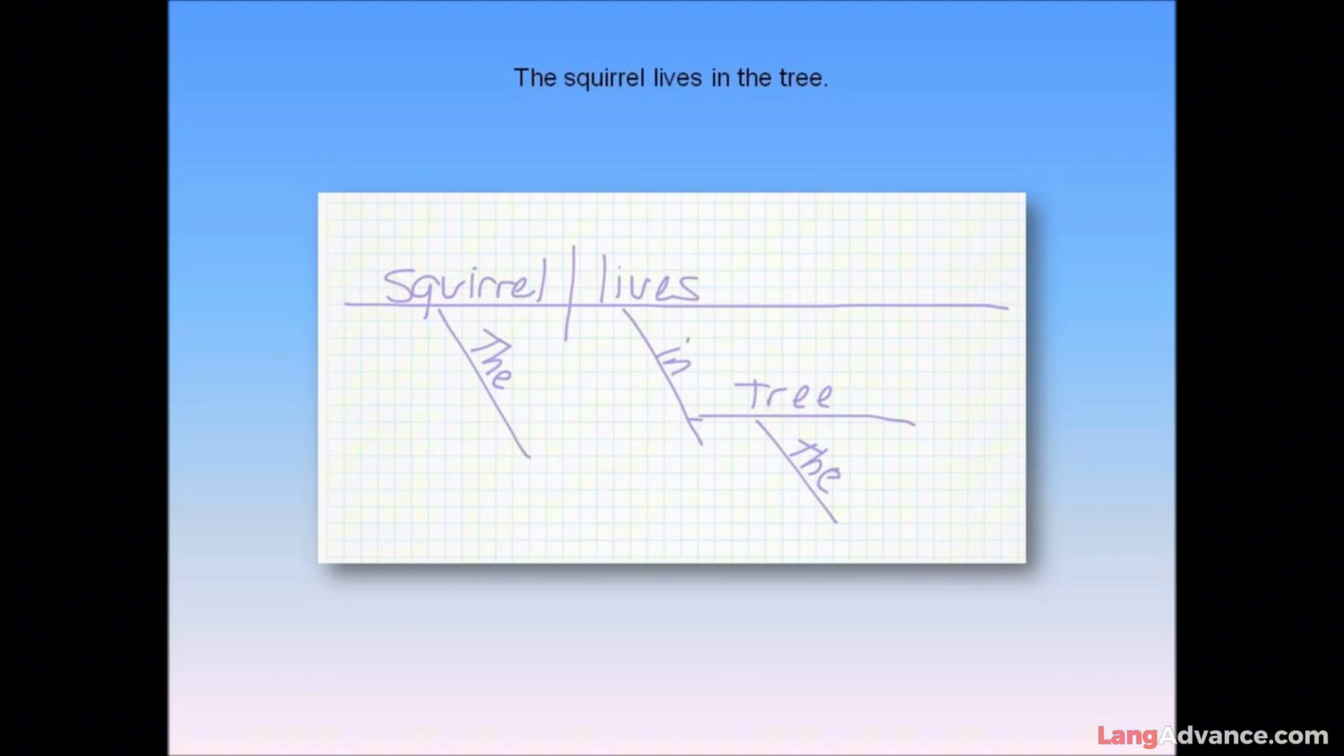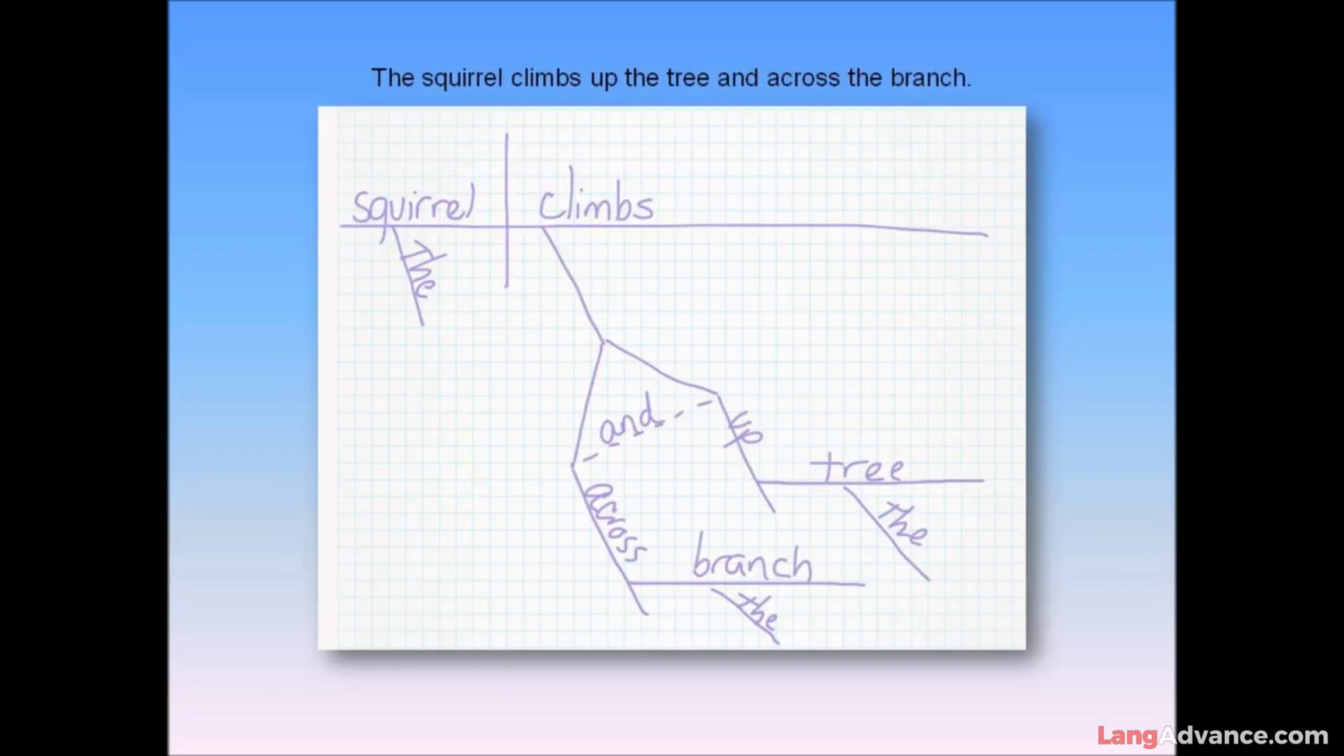The squirrel lives in the tree. Squirrel is the subject. Lives is the verb. The describes squirrel. In the tree is the prepositional phrase that describes where the squirrel lives. The squirrel climbs up the tree and across the branch. Now this one is a little more complicated. Squirrel is the subject. Climbs is the verb. The describes squirrel. But then we have two prepositional phrases combined with and. So we create our house or our rocket ship compound formation, and we create both prepositional phrases, up the tree and across the branch.